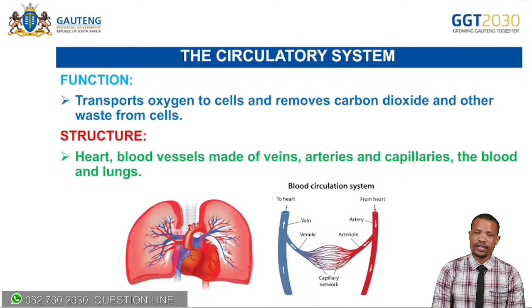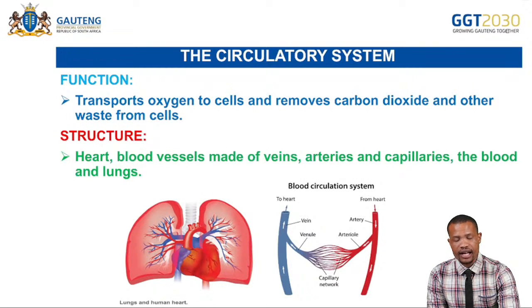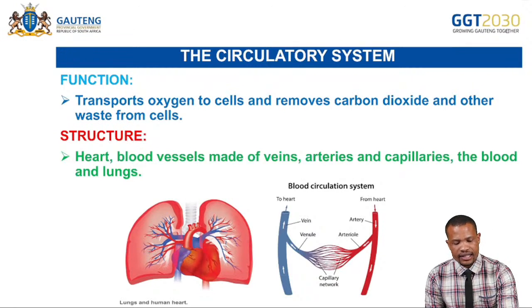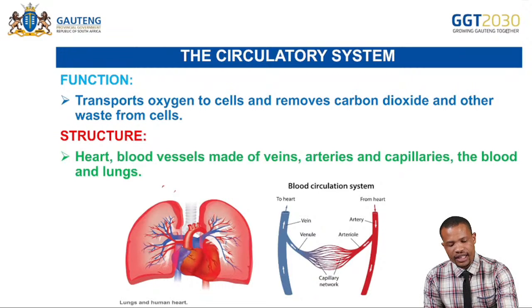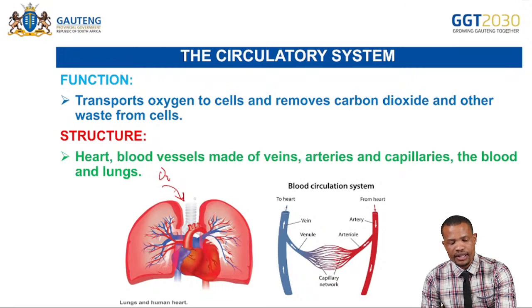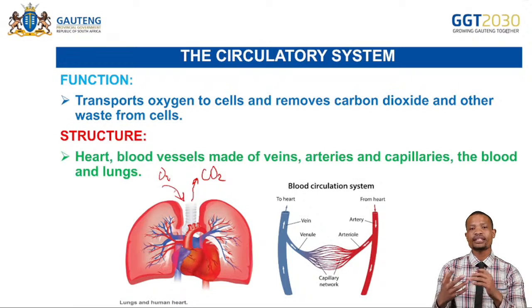Right. So here we have the lungs, and as you can see from this picture, the lungs and the heart are connected to each other because they work together. They are systems that are working together. Right. So we have the lungs, which are responsible for taking in O2. When we breathe in through our mouth or the nose, we are taking in oxygen, okay? And when we breathe out, we are taking out what? Carbon dioxide.